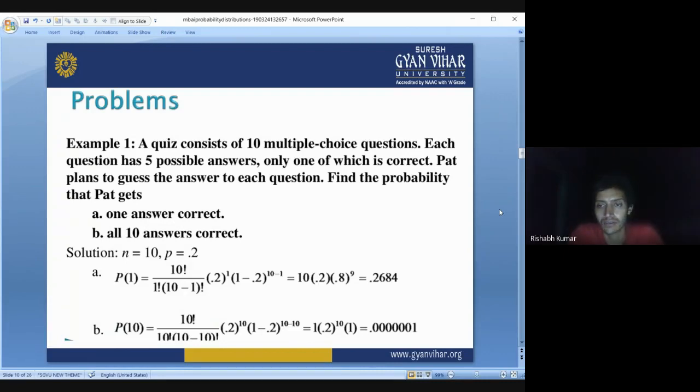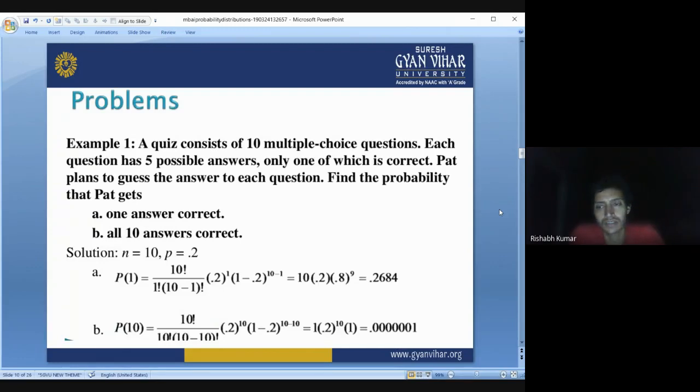And as I have already said, p and q are complementary events. So p plus q is going to be 1, right? So p is 0.2, so q will be 1 minus 0.2. Then p raised to the power r, so r is 1, and q raised to the power n minus r, so 10 minus 1. If you solve this, you get the probability of getting only one answer correct, that is 0.2684.